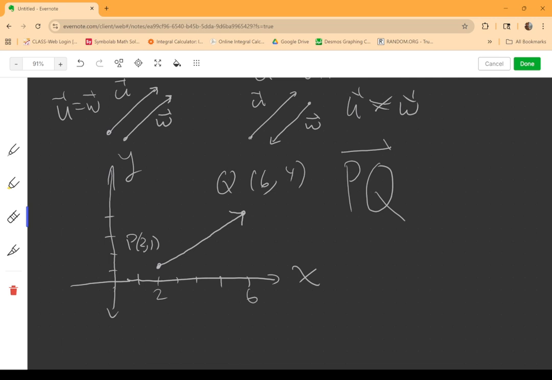So PQ is different than QP. That would define a different vector that has an initial point of Q and a terminal point of P. Same magnitude, but the opposite direction. So just keep that in mind when we talk about vectors: it's defined by two separate quantities.